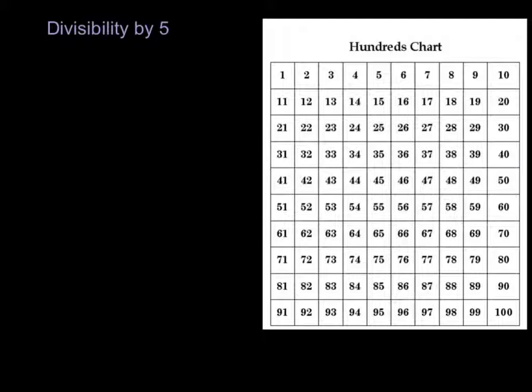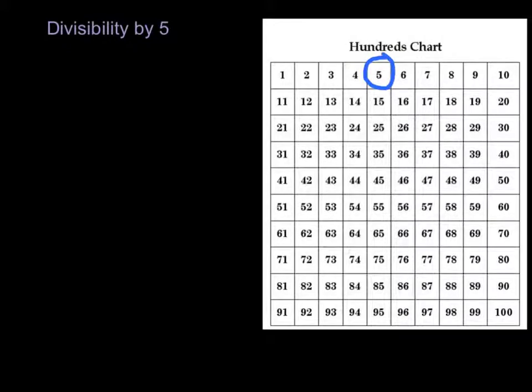So next we're going to look at the divisibility rule for 5, and we're going to follow a similar process that we did with divisibility by 2 to help us figure out the rule. Okay, so I've put another hundreds chart on the screen, and I'm going to start in the same way by going and circling the multiples of 5.